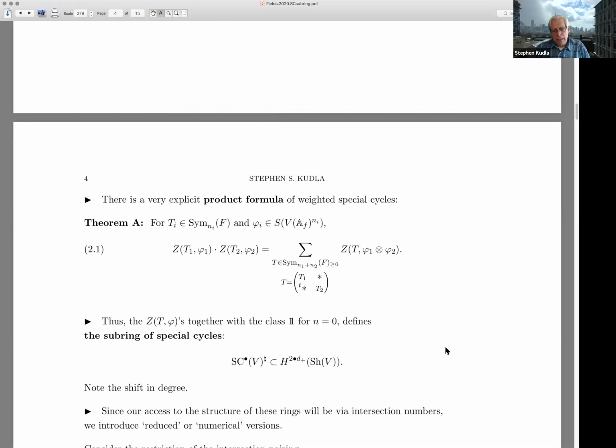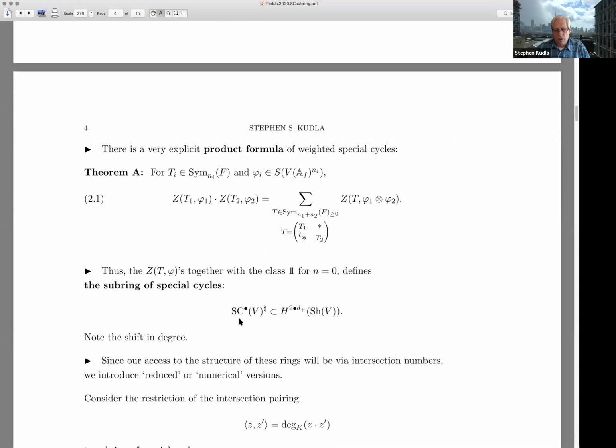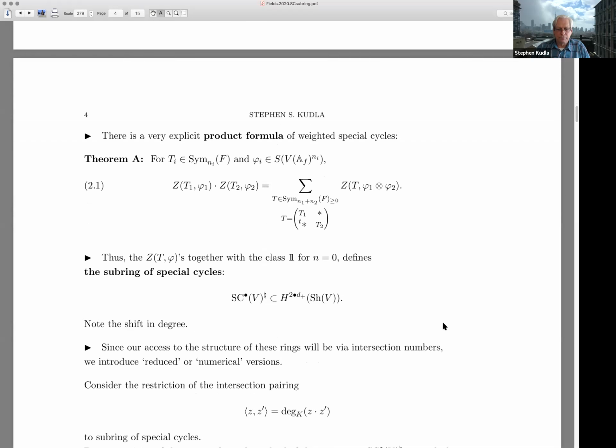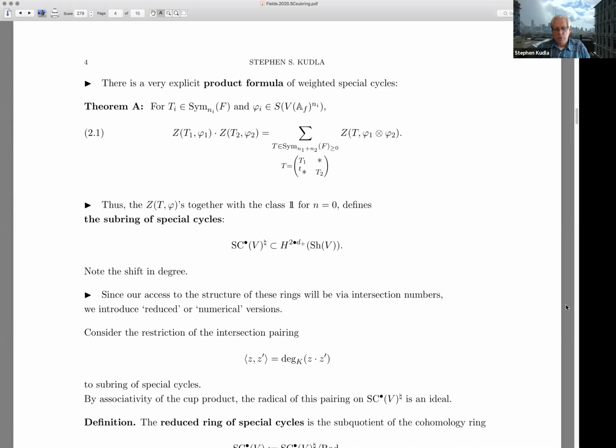So what that means in particular is that if I throw in this class in degree 0, which was just this constant class, I get a subring. These span a subring of the cohomology because the products are given here. And so we get a subring SC^•, which I'm denoting like this. And notice I'm shifting the degree a little bit, in the sense that everything is in multiples of 2D plus something in cohomology. So I'm just erasing the 2D plus. I'm using bullet instead for the grading. But anyway, you get a subring of special cycles. So this is the ring whose structure I'm interested in, and I'd like to try to say something about it.